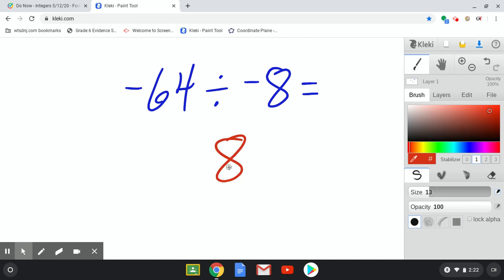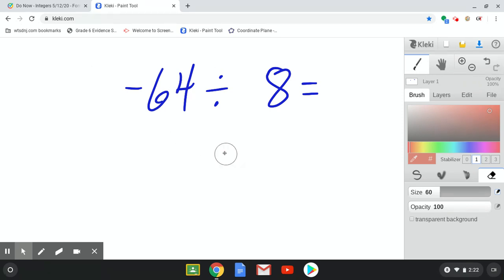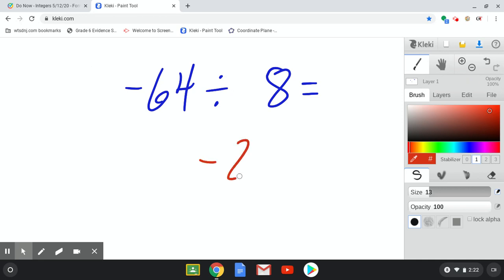My answer is positive. So if I change this and I made this -64 divided by positive 8, so here my signs are different, right? So if my signs are different, my final answer will be negative. And then I do the math. 64 divided by 8 is 8. My final answer would be -8.